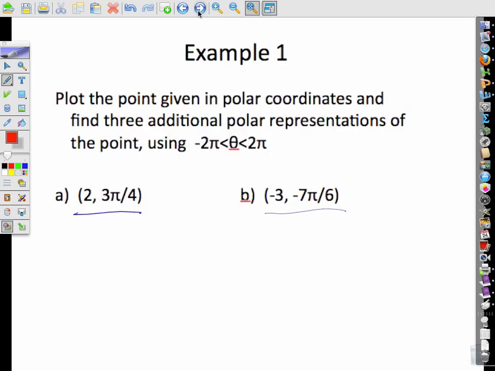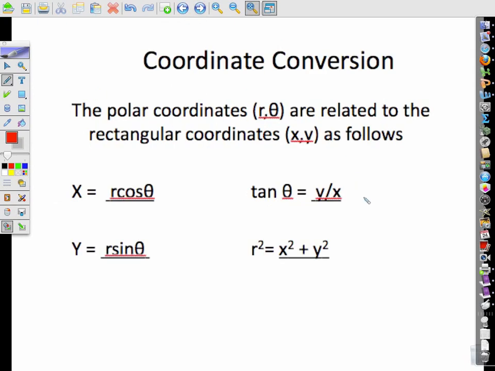All right, that's how you graph. When we are using these polar coordinates, there are some other things that we will do to them. We can convert them from one to another. And here's how you convert.